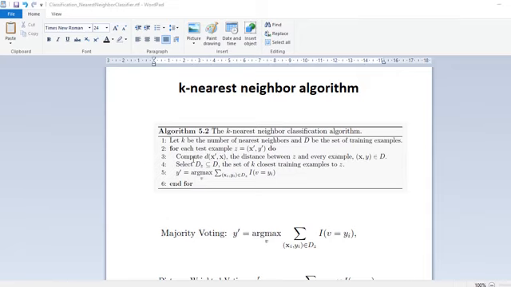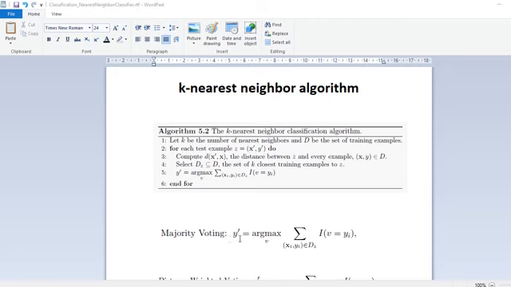Once this computation is finished, next we select Dz, which is the subset of D, the set of k closest training examples to z. Then at the end we are going to classify the test example according to this majority voting scheme.